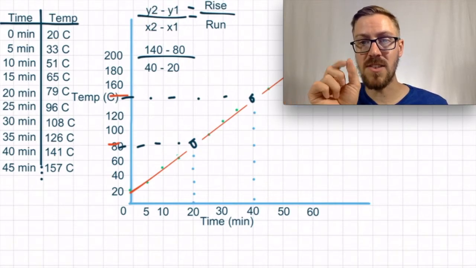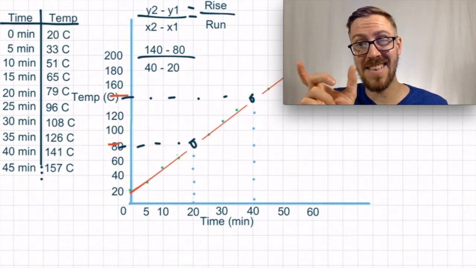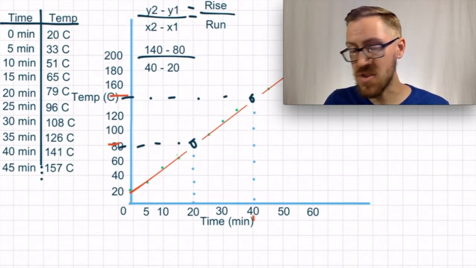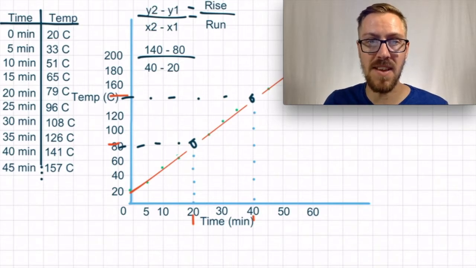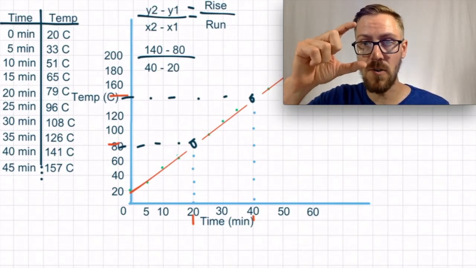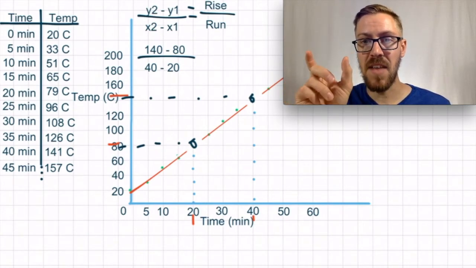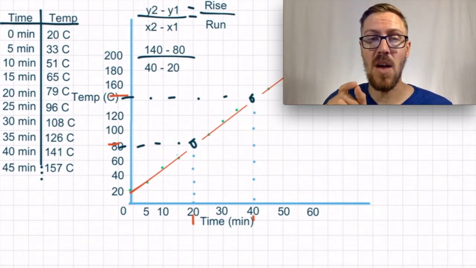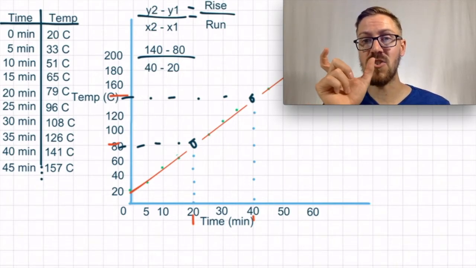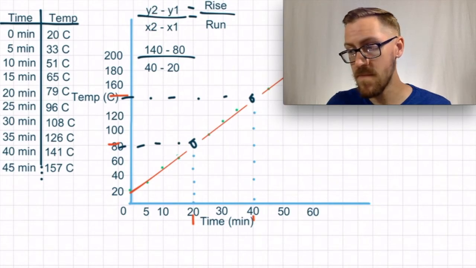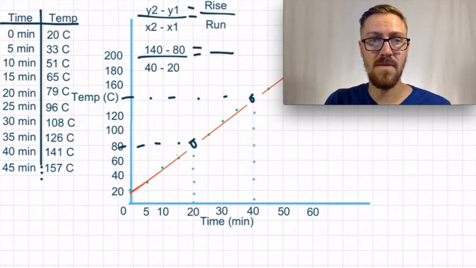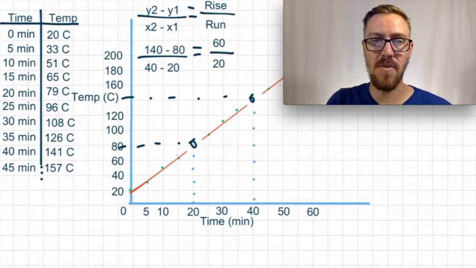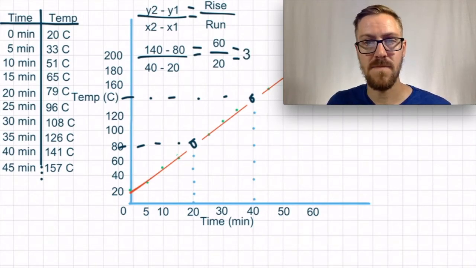Then we find our change in our x, which is our second x number minus our first x number. Our second x is 40. Our first x is 20. As if I'm doing rise over run, I have that number that you see on the screen there, 140 minus 80. That's how far it rose. 40 minus 20, that's how far it ran. It went from 80 up to 140, so that's our change in our y. And it went from 20 to 40 minutes. That's our change in our x. When we do those numbers, we get 60 for our rise and 20 for our run. So we have 60 over 20, and a little bit of easy mental math would tell us that that is 3. So our answer is 3.